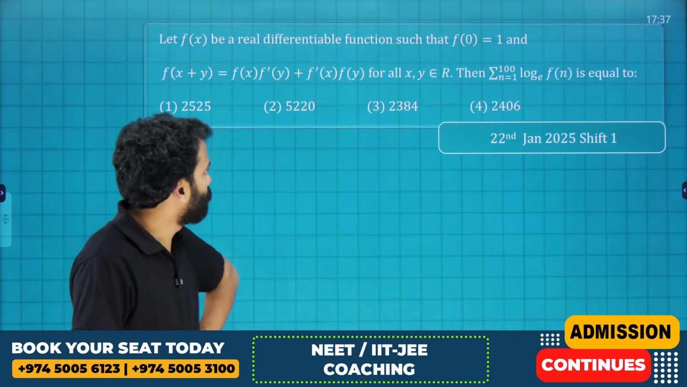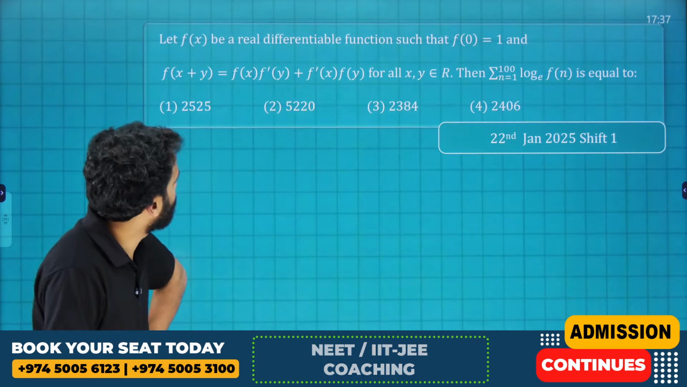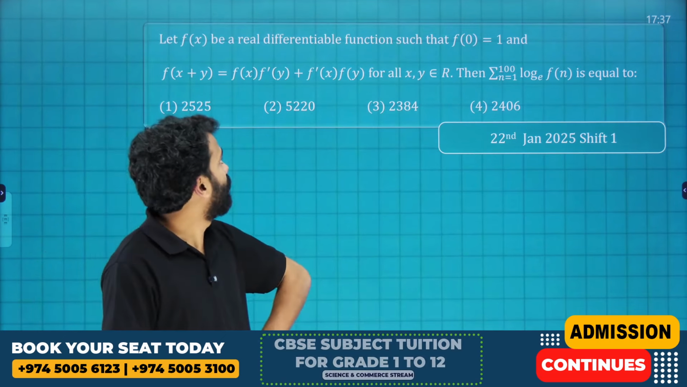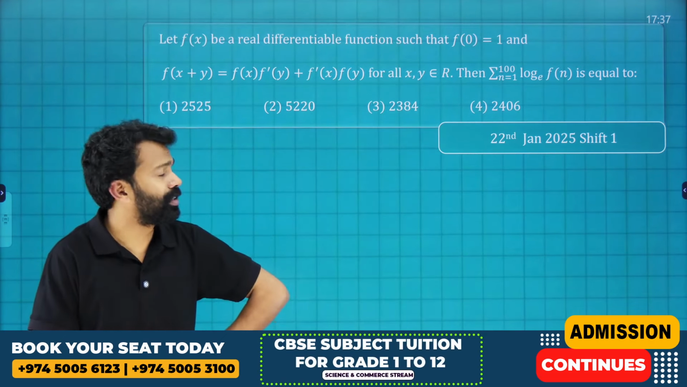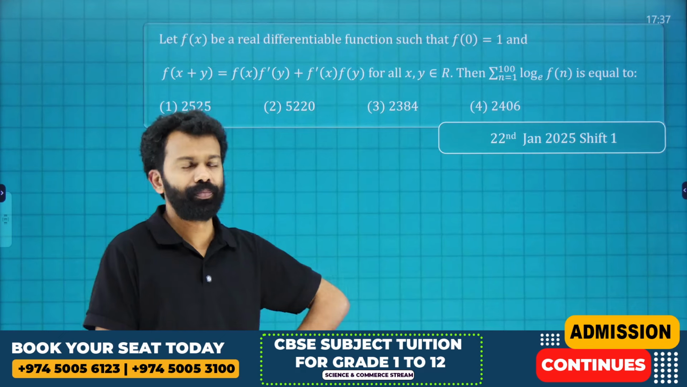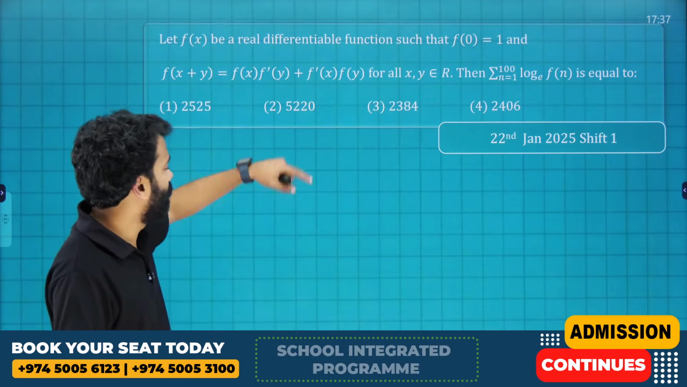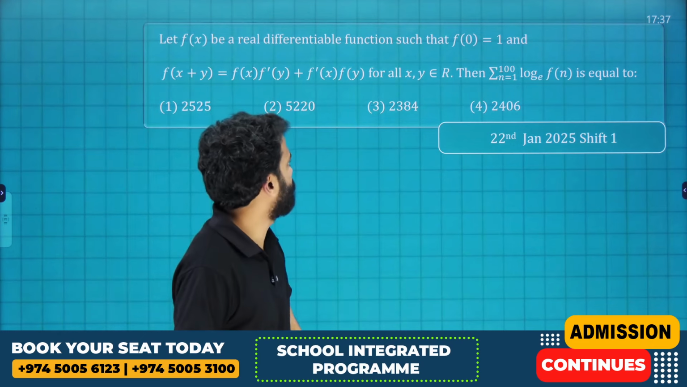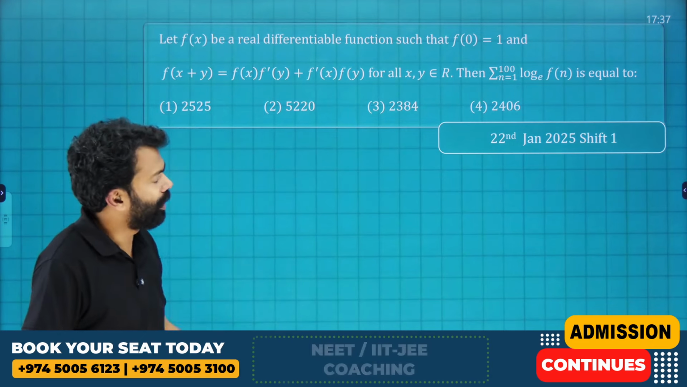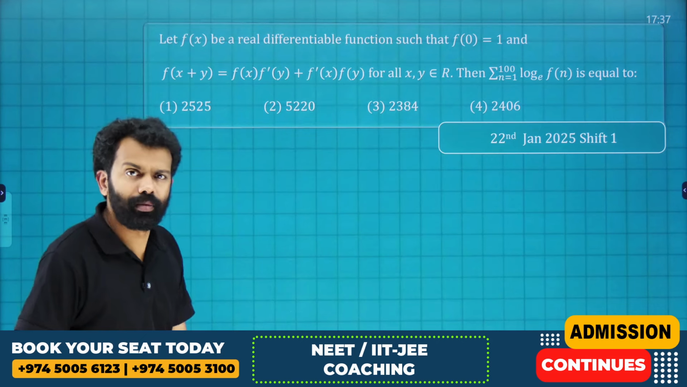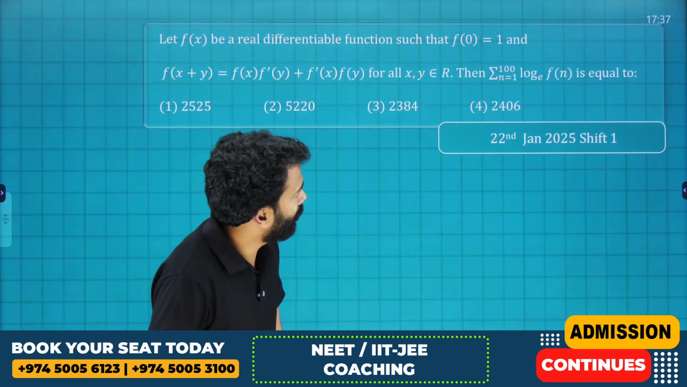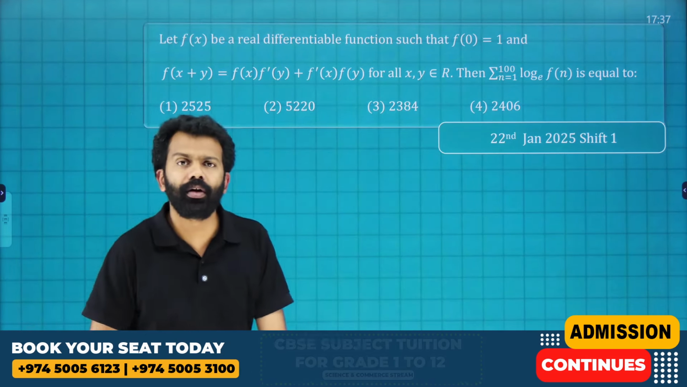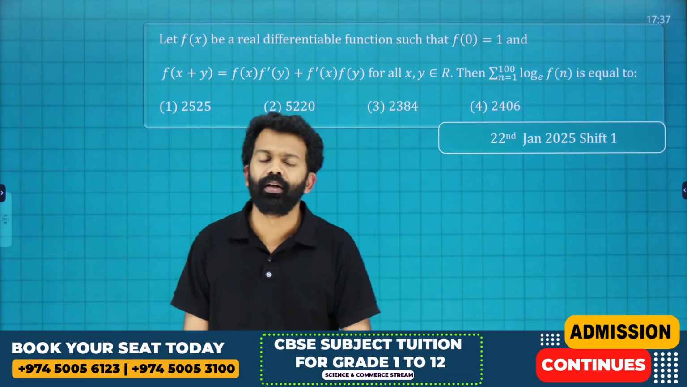Our very first question from 2025: it is given that f(x) is a real differentiable function such that f(0) is equal to 1. Okay, and then an equation is given: f(x+y) is equal to f(x) into f'(y) plus f'(x) into f(y) for all x, y element of R. Then you need to find the summation from n is equal to 1 to 100 of log of f(n) to the base a.